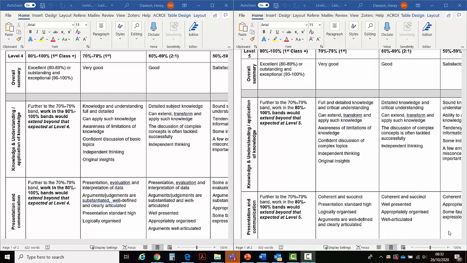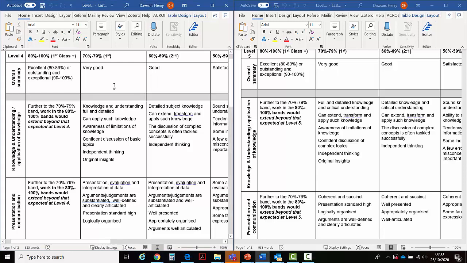So what you're looking at here on the screen is a set of grade band descriptors for level 4 on the left window and descriptors for level 5 in the right window. So we compare the findings for the grade band descriptors for a first, 70 to 79%, so lower level first, and for level 4 and level 5, because of course they both can't be the same.